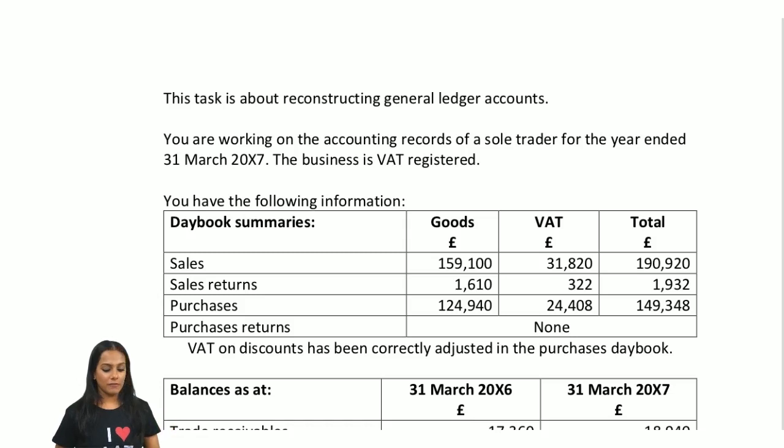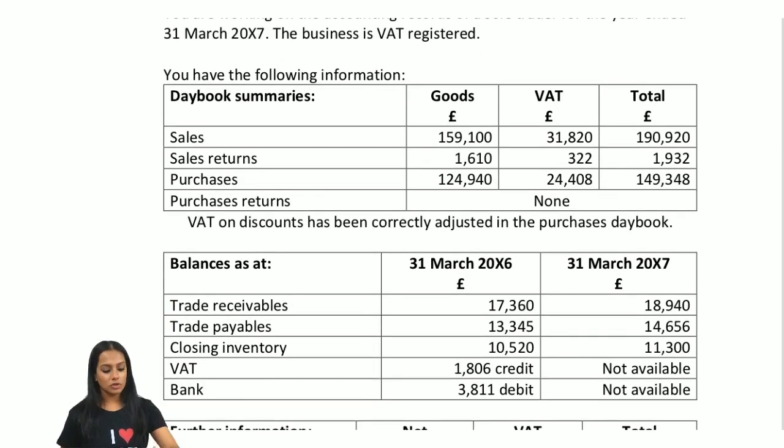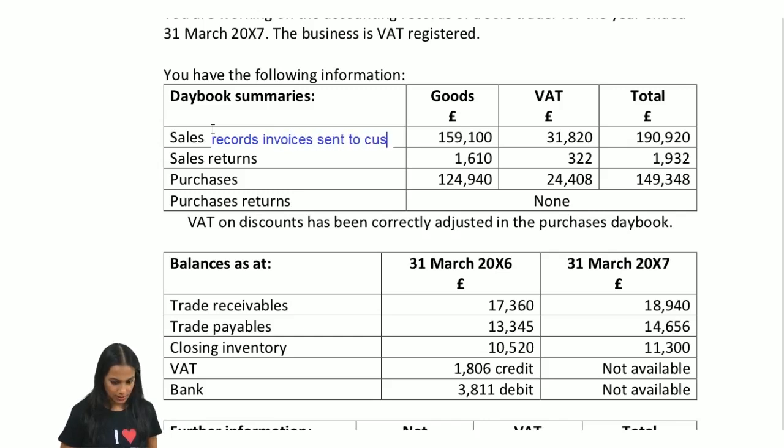We've got the following information: the daybook summaries. We've got 4 daybooks. The first daybook is known as the sales daybook, and the sales daybook records invoices sent to customers. I'm just going to shorten it because I can't squeeze it in there. Invoices sent to customers. So if your customers buy goods from you on credit, it means they've taken the goods home with them today and promised to pay you at a later date.